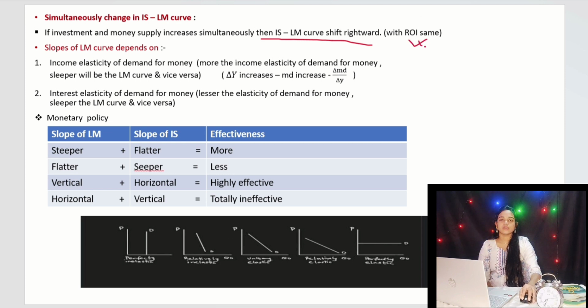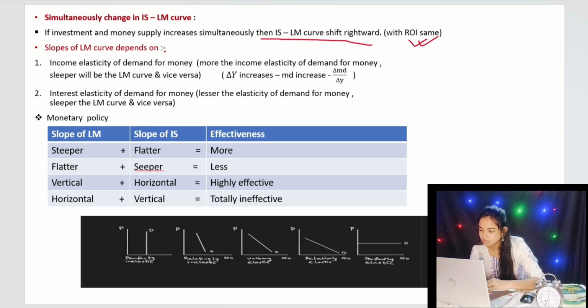It happens when the government or the central bank wants to stimulate economic growth. Then they follow expansionary fiscal and monetary policy. As a result, the IS and LM curves shift rightward. Similarly, when the IS curve shifts leftward and the LM curve shifts leftward, then the central bank follows contractionary monetary policy and the government follows contractionary fiscal policy to check inflation.